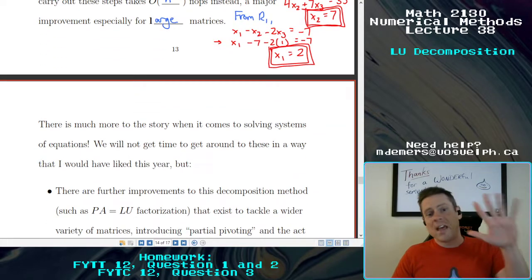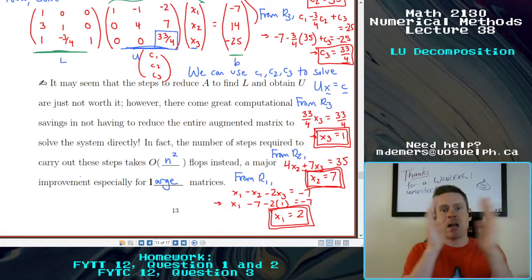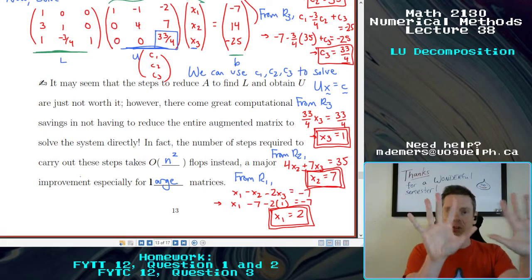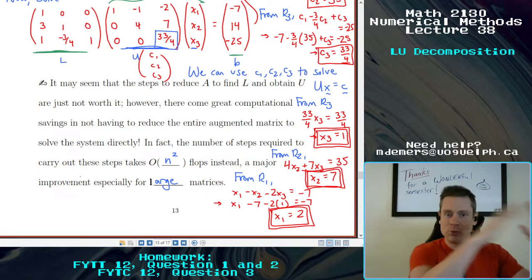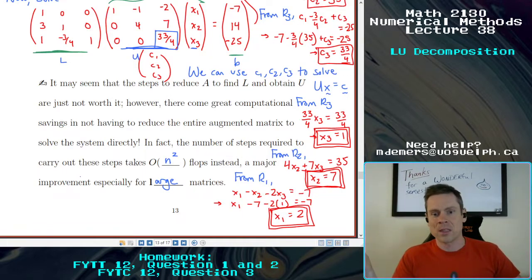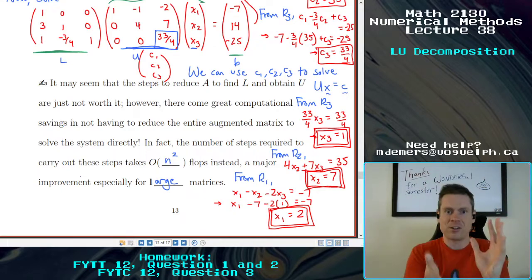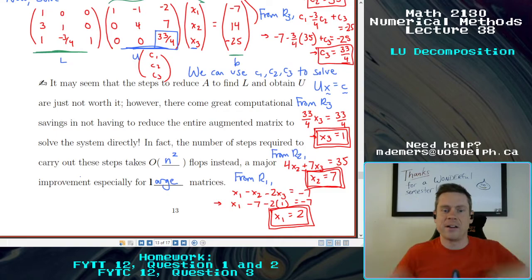Okay, so as I said, we are just scratching the surface. Hopefully this makes sense. Really, we're just breaking a matrix down into two triangular matrices, and then doing two back substitutions instead of one. One to find this C vector, and then one to find the final X.